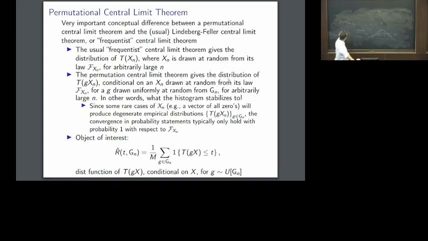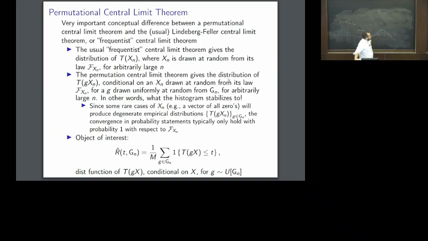Belaboring the point that this is just how my histogram stabilizes, we want to take this slide to clarify the conceptual difference between the permutational CLT and the usual Lindeberg-Feller CLT, or the standard frequentist central limit theorem, where we're trying to get at the resampling distribution of the test statistic.